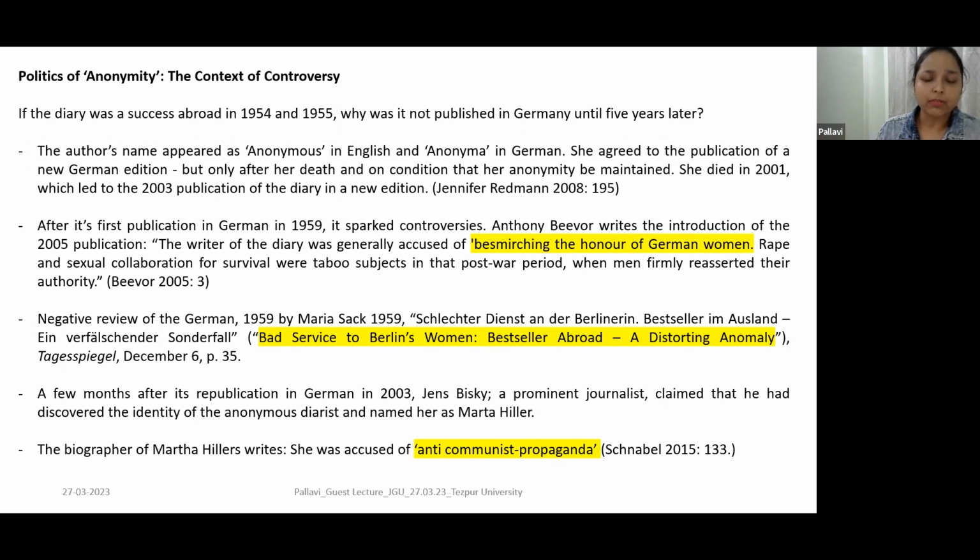Later on, Martha Hiller's biographer, Clarissa Schnabel, published her biography in 2015, and she remarks that names have been changed in the narrative, because she wanted to maintain her anonymous identity. That's why she changed the names of people, names of streets, everything. Even the looks she describes in the diary are not the way she looks.